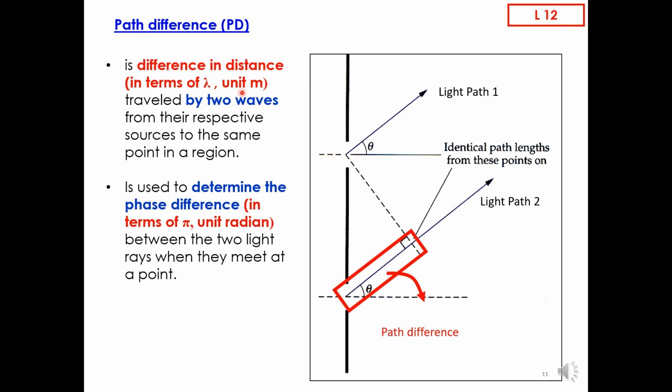The SI unit is meter. It is also used to determine the phase difference, but phase difference is in terms of pi, with unit radian, between the two light rays when they meet at a point. So path difference is the difference in distance in units of lambda, while phase difference is determined in terms of pi.